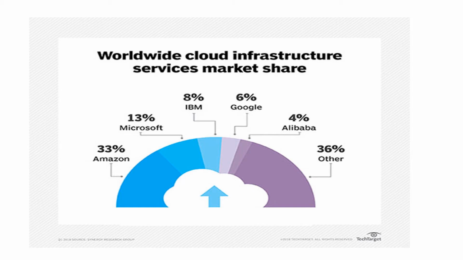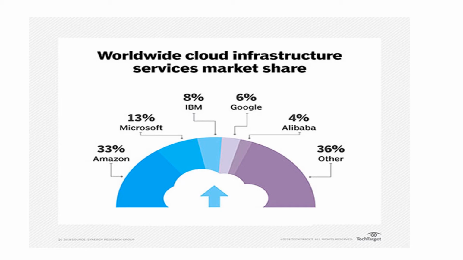There's a worldwide cloud infrastructure service market share. As you see here, Amazon is the leading company in cloud computing. They have 33% market share. Then Microsoft comes into the picture with 13%. Then IBM has 8%, and Google has 6% share. Alibaba is a Chinese based company with 4% service market share. Here we are talking about the cloud infrastructure services only.